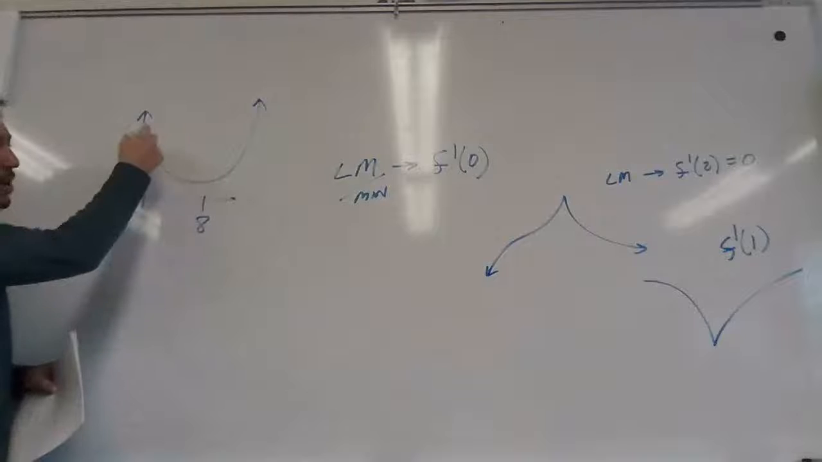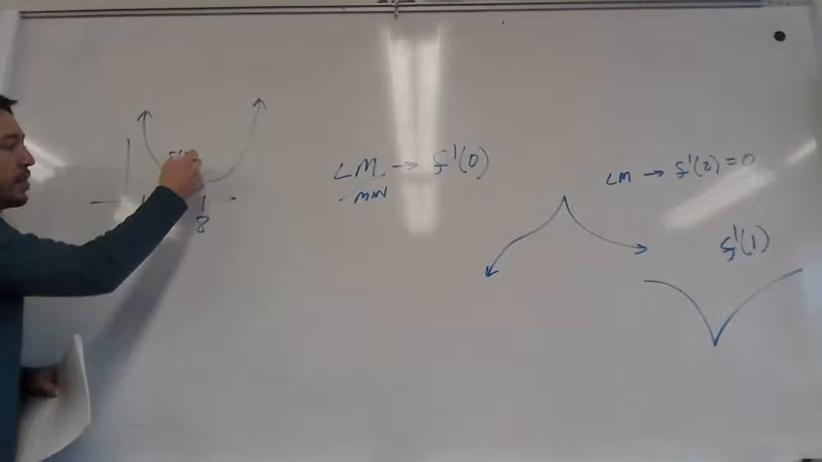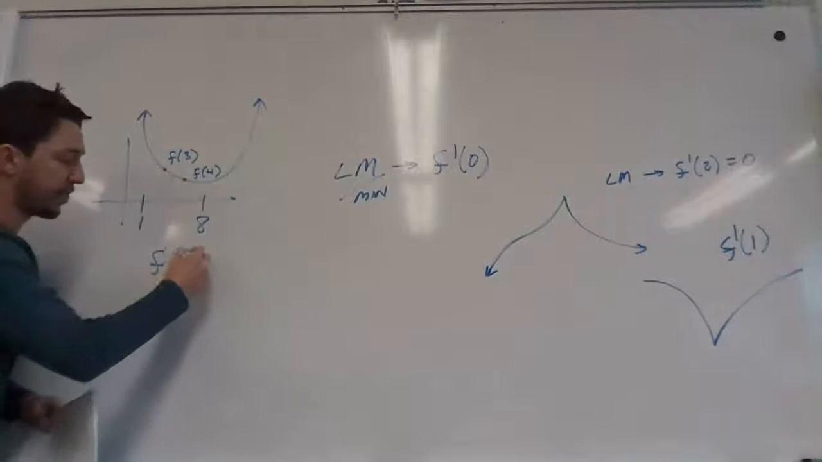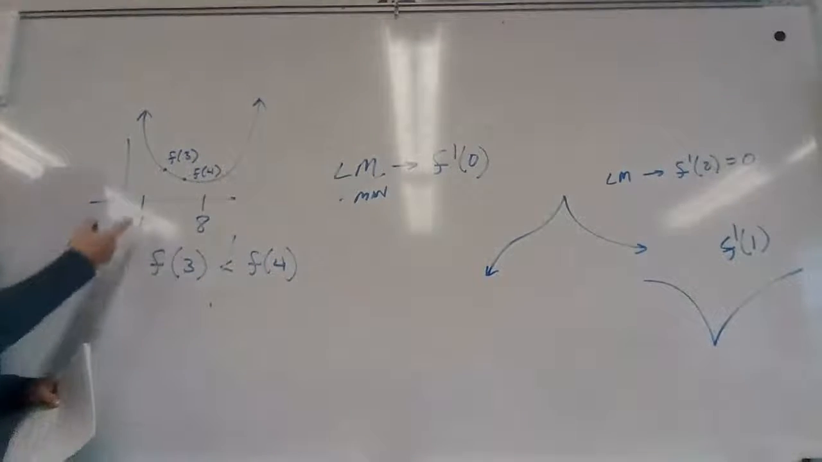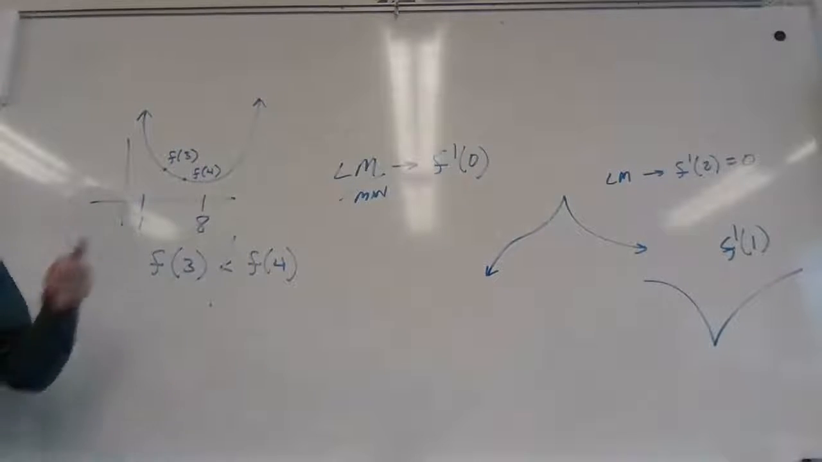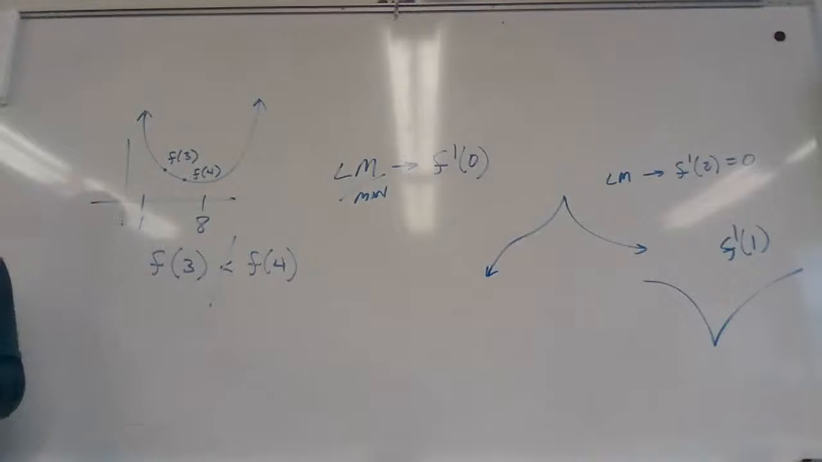So now it's still concave up. And here's my F of 3. Here's my F of 4. And as you can see, it is not the case that F of 3 is less than F of 4. So all I had to do was draw a macaroni that was decreasing while being concave up.